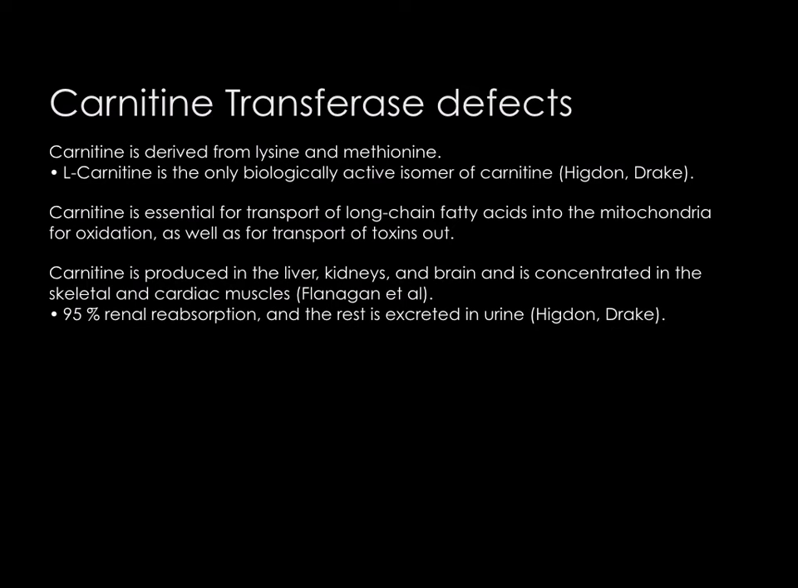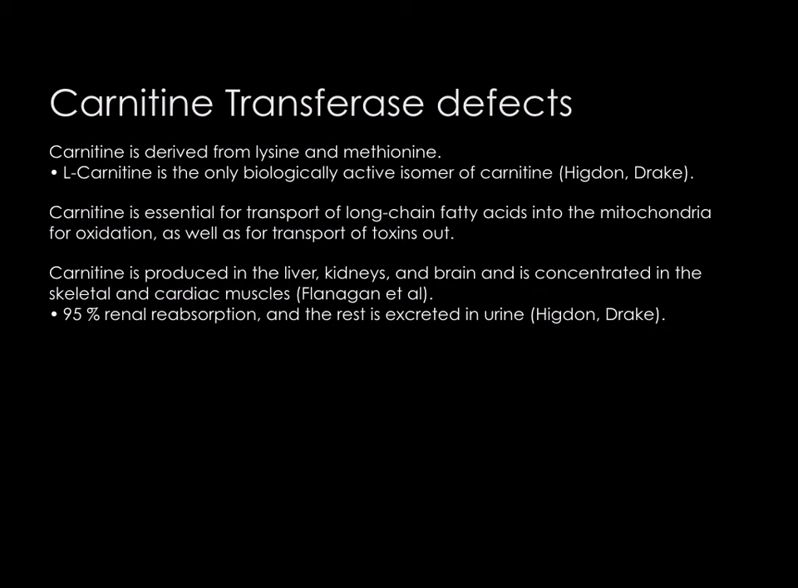Carnitine is essential for transport of long-chain fatty acids into the mitochondria for oxidation, as I've said, but interestingly enough, it's important for the transport of toxins out of mitochondria. I did not realize that until doing this presentation. So that's a really cool fact. Carnitine is produced in the liver, kidneys, and brain, but it's going to be concentrated in your skeletal and cardiac muscles.